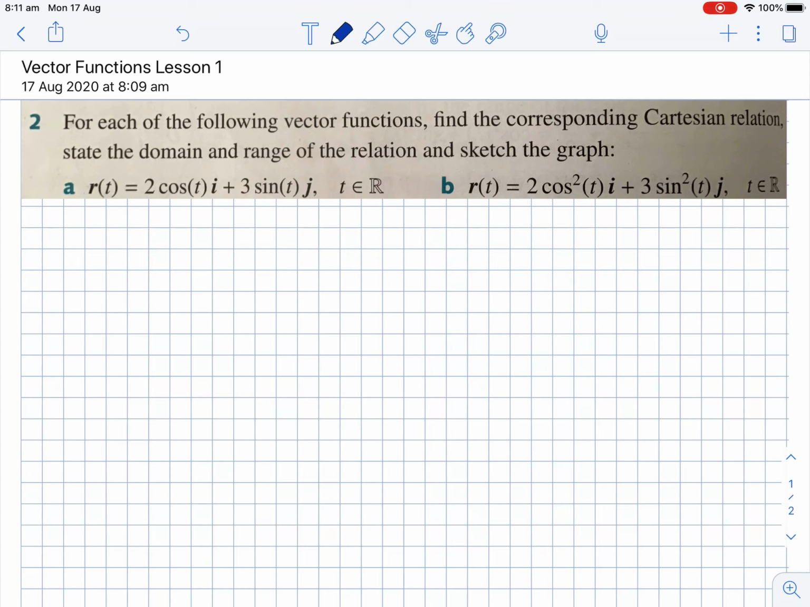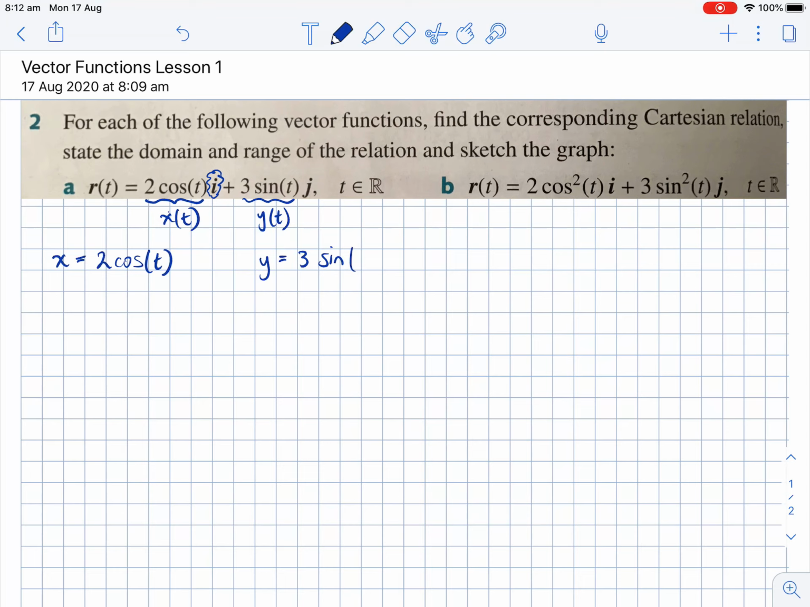Okay, so we will start with question 2a here, and the first thing I'm going to do is identify what the x part is and what the y part is. So I'm going to let whatever the function is in front of the i value be my x of t, and whatever the function in front of j is be y of t. So that allows me to write that x equals 2 cos t and y equals 3 sin t.